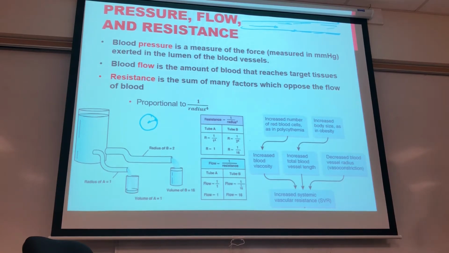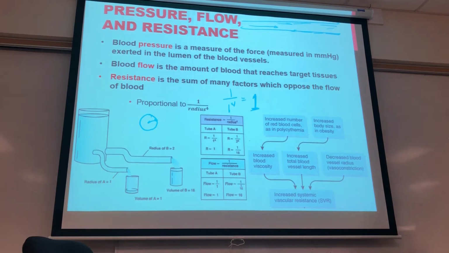The resistance is proportional to 1 over the radius to the 4th power. That means that if I were to take that first vessel, the first vessel has a radius of 1. 1 over 1 to the 4th gives us a resistance of 1. And what do I mean by resistance? Let me give you another example.